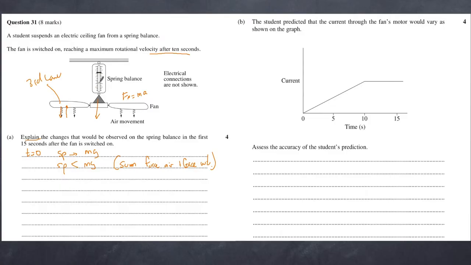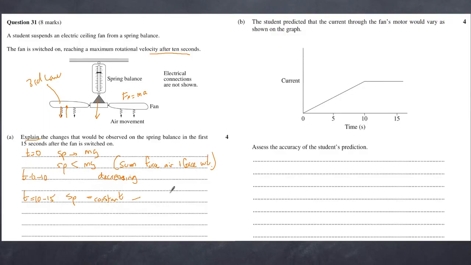That's going to continue to fall as it speeds up for the first 10 seconds, from 0 to 10. But after 10 seconds, up to 15, it has reached operational speed, maximum rotational speed. So now this reading will stay constant. Here it's decreasing, and here it's going to be constant again, but at a value less than mg. We've explained why at t equals 0 it's mg, why it's decreasing from 0 to 10, and why it remains constant afterwards.